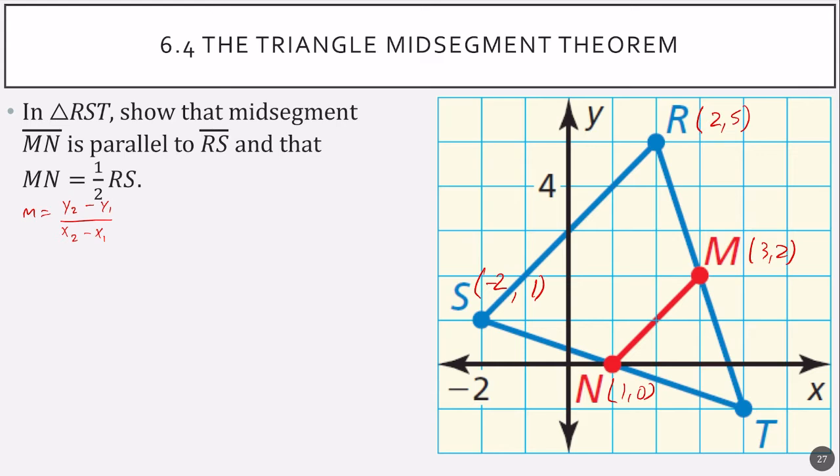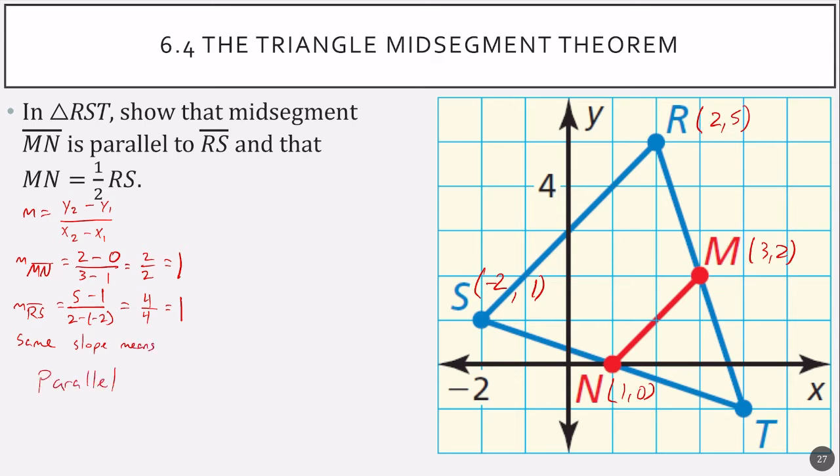Alright, so let's start with the slope of MN. y2 is 2, y1 is 0, x2 is 3, x1 is 1. So I'll have 2 over 2, which is 1. The slope of RS: y2 is 5, y1 is 1, x2 is 2, x1 is -2, so that's 4 over 4. Remember, minus a negative is a plus, which gives us 1. So the same slope means parallel. Look at that, we've done the parallel part.